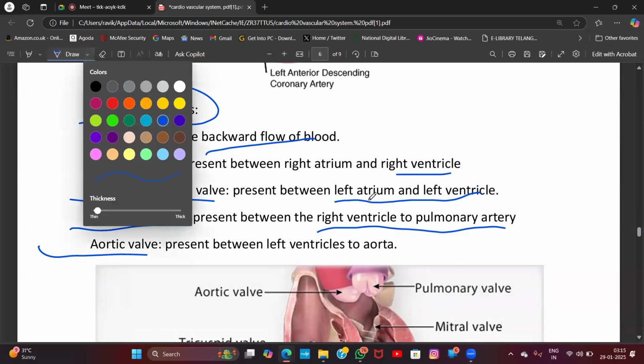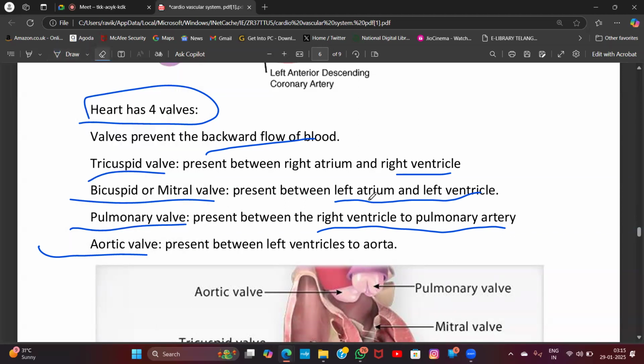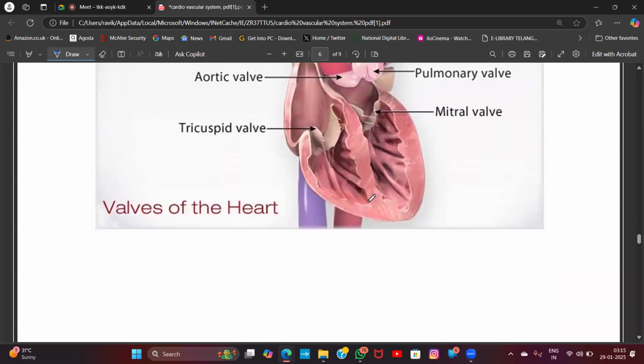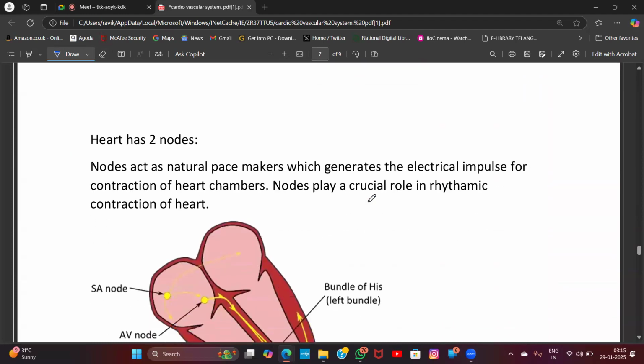Next, aortic valve. What is the aortic valve? The aortic valve is present between the left ventricle and aorta. That valve is called the aortic valve. These are all the heart valves which prevent the backward flow of the blood.